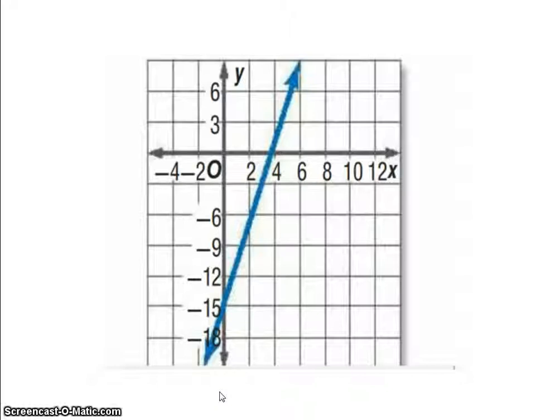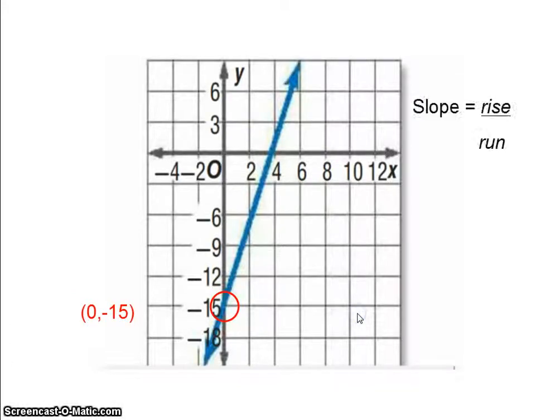We can also find rate of change just by looking at a graph. And you need to be very careful and pay attention to your scaling here. If you'll notice, your x-axis is scaled by 4s, and this y-axis is scaled by 3s. But you can establish 2 points. We've got a point here, which is (0, -15).